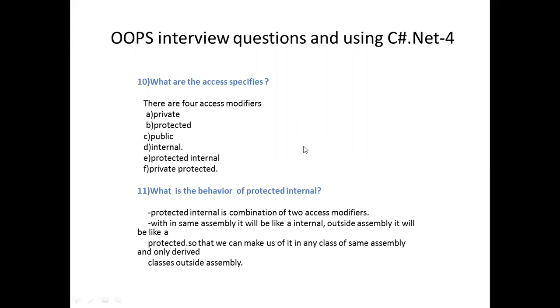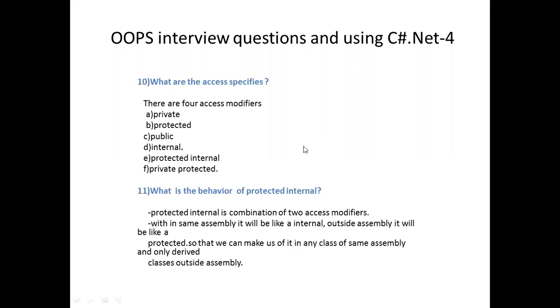What are the access modifiers available in C#? There are actually four access modifiers. Later we combine two, so in all there are six. The main four access modifiers are private, protected, public, internal. Mixing the protected and internal, we get another access modifier, that is protected internal, and from a mix of private and protected access modifiers, we get another, private protected. Then how are we using this in our programming to achieve data abstraction? We'll discuss it in our example.